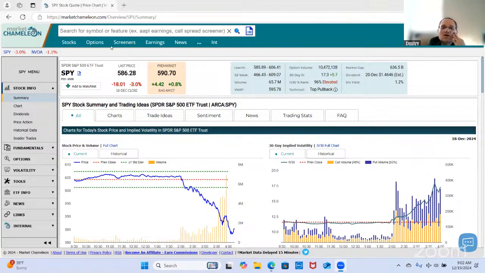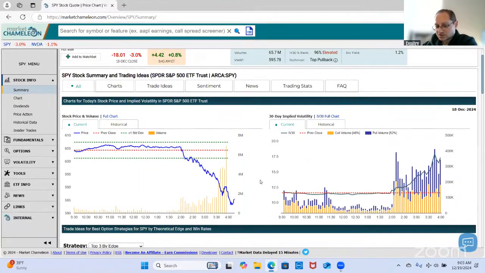So we see that there was a 3% decline yesterday in SPY, which is a pretty significant decline in the market for a 1 day drop. And it did follow a Fed interest rate decision. If we look at the chart over here, this is what happened yesterday. It kind of looked stable, and after the Fed decision, you could see that the price just dropped and volume increased significantly.